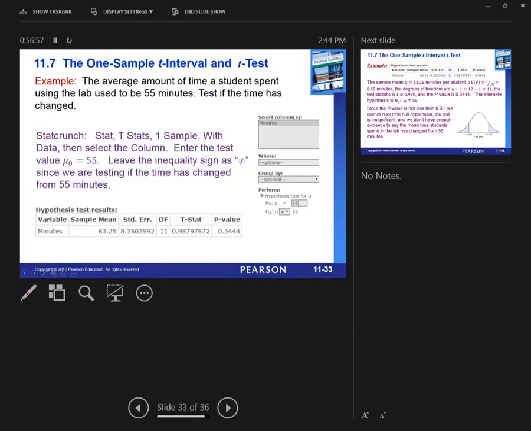Okay, so once I know it's met the conditions, then I say, okay, let's run the analysis. So I'm going to do t-stats, one sample, but this time instead of with summary, I'm going to say with data, which makes my life a lot easier. And then I select the column minutes, okay, and I click on hypothesis test, and I change the test from 0.